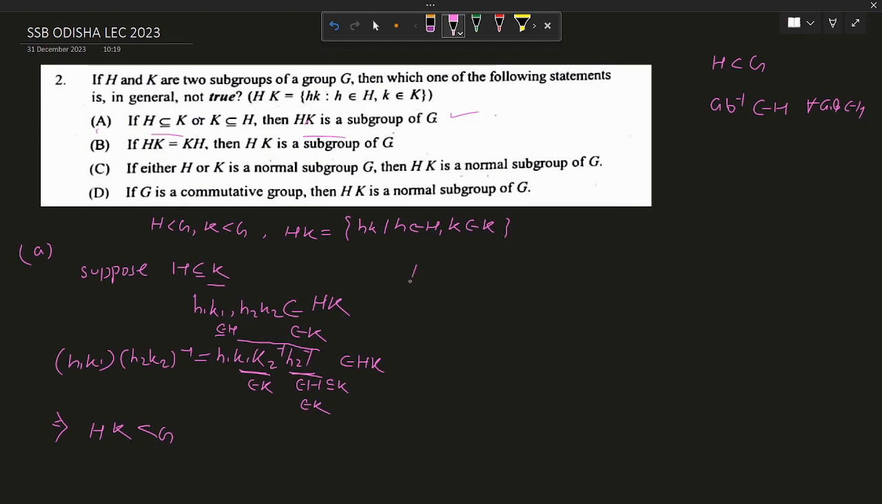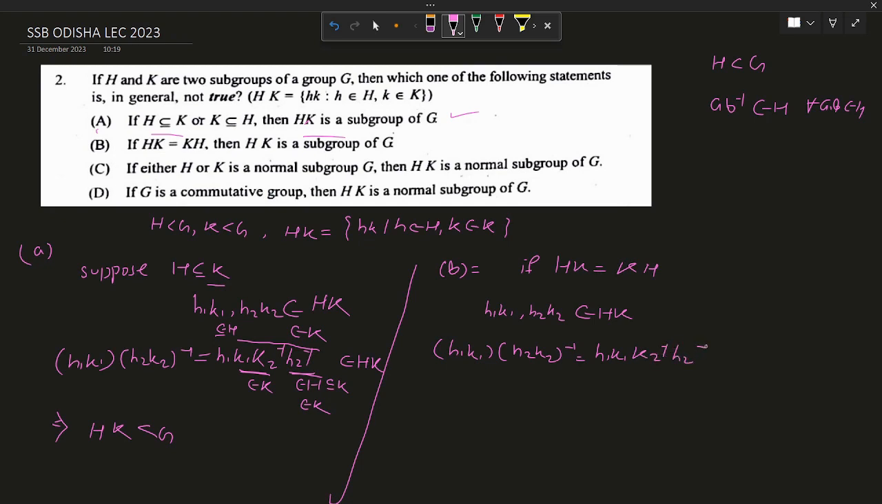Okay, so let's come to option B. Here option B says if HK is equal to KH, then HK is a subgroup of G. In a similar way we prove this one also. So take two elements, that is h1k1 and h2k2 belongs to HK, and just operate these two elements by h1k1 into h2k2 inverse, that is h1k1 into k2 inverse h2 inverse.